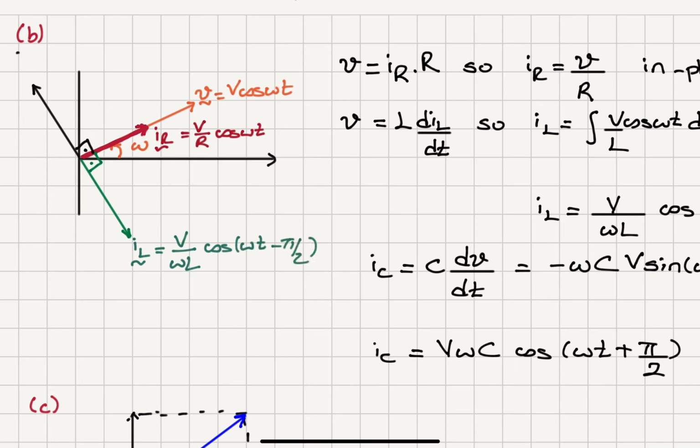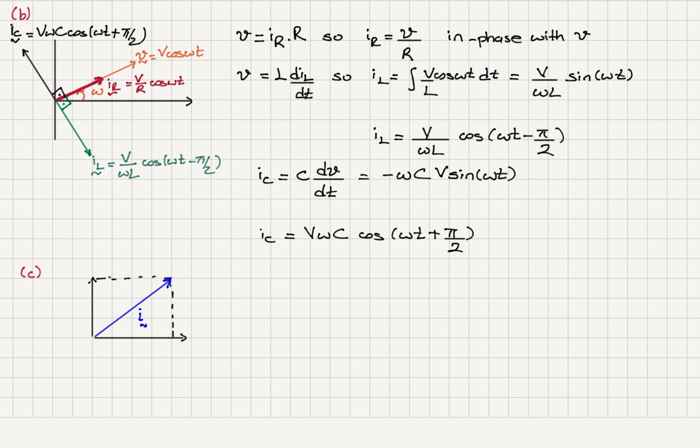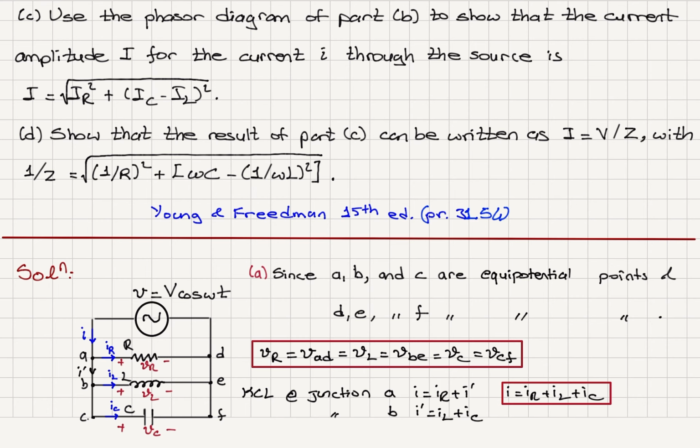Because it's minus, I have to go in the clockwise direction. And as for the current through the capacitor, this phasor I sub C is equal to V omega C cosine of omega t plus pi over 2. So that's how I can represent all of these currents and their phase relationship on a phasor diagram in reference to the AC source voltage capital V cosine omega t. Let's move on to part C of the problem.